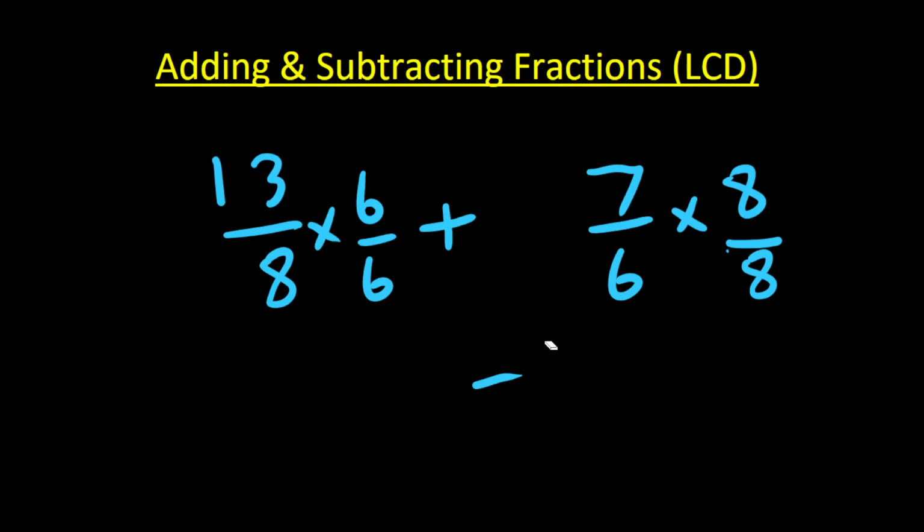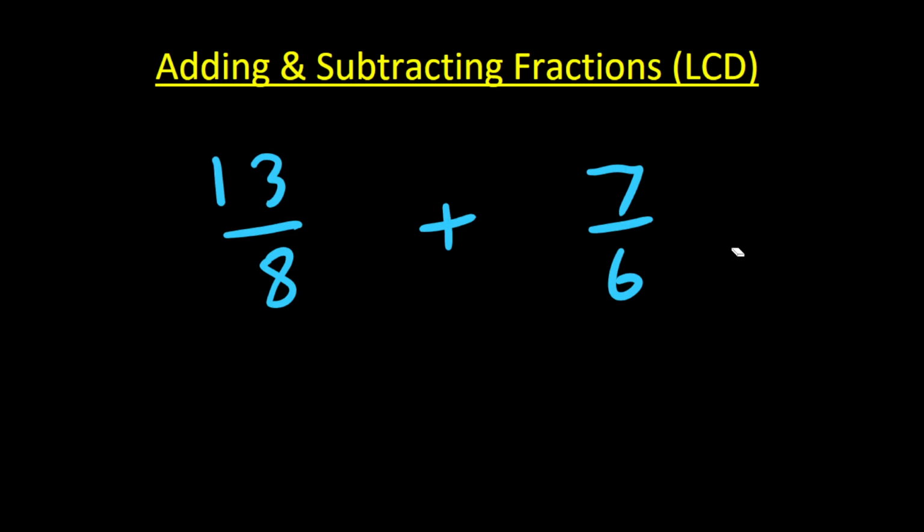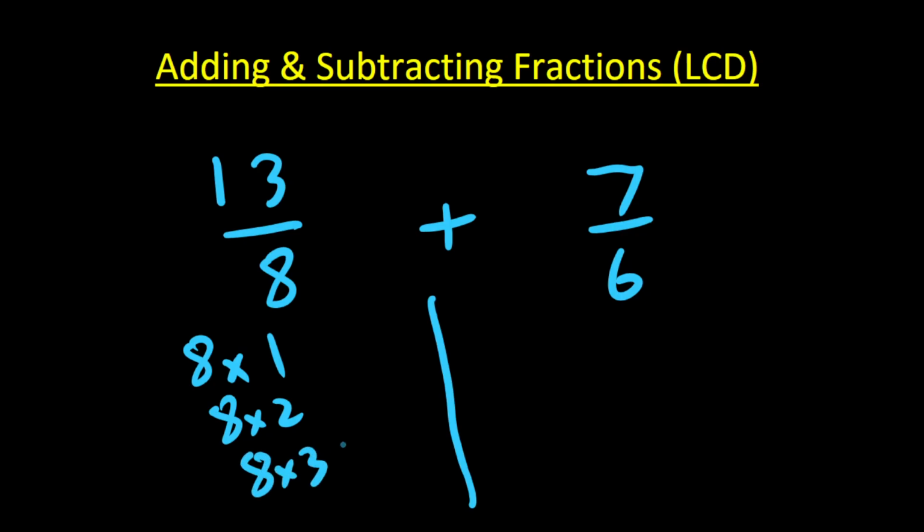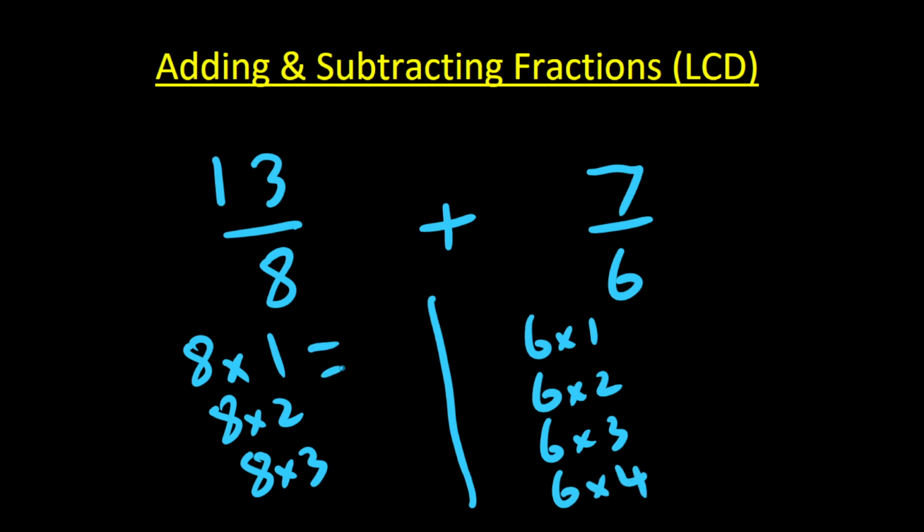And just to show you quickly why it's not the least common denominator, let's take a look at 8 and 6. Let's just do this, separate them. Let's do 8 times 1, 8 times 2. We'll just look at a quick times table. 8 times 3, 6 times 1, 6 times 2, 6 times 3, and 6 times 4. So what's 8 times 1? It's 8. 8 times 2 is 16. 8 times 3 is 24.